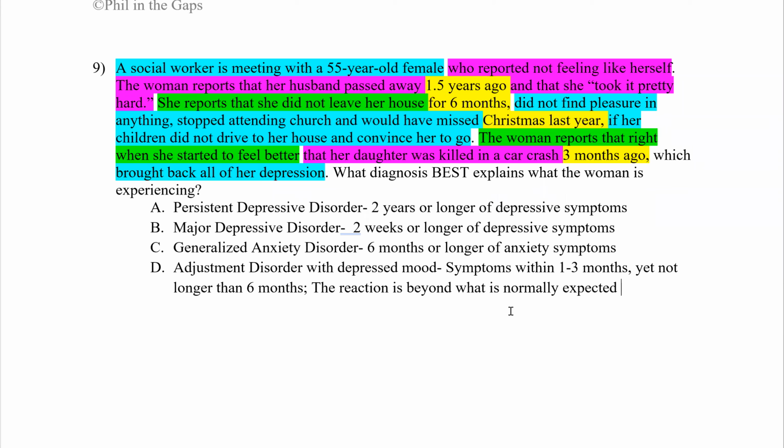So, quick review. Social worker, 55-year-old female. She's not feeling like herself. She reports her husband passed away a year and a half ago. She took it pretty hard. She reports that she did not leave her house for 6 months. It paints a picture of what we're looking at. So husband passed away a year and a half ago. She hasn't left her house for 6 months. She didn't find pleasure in things. She avoided going to church. She would have missed Christmas last year if her children didn't come and get her.